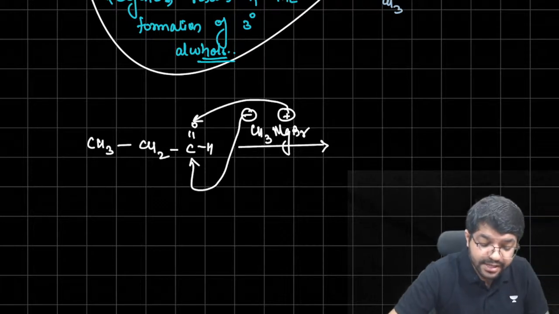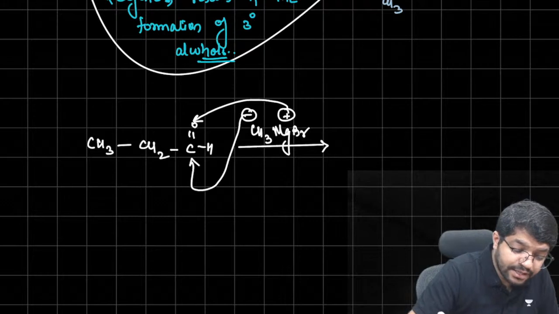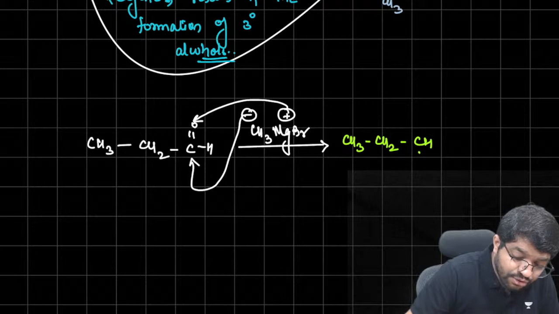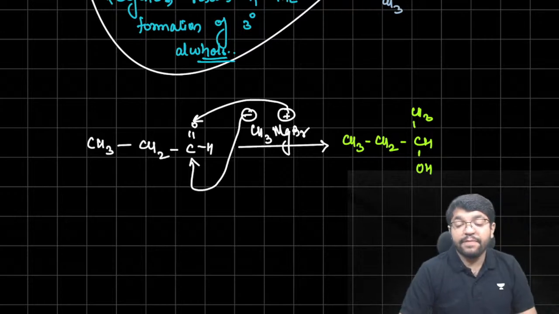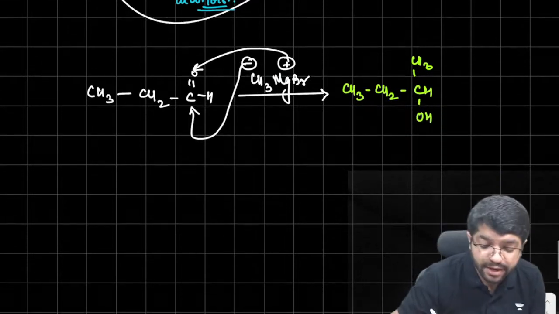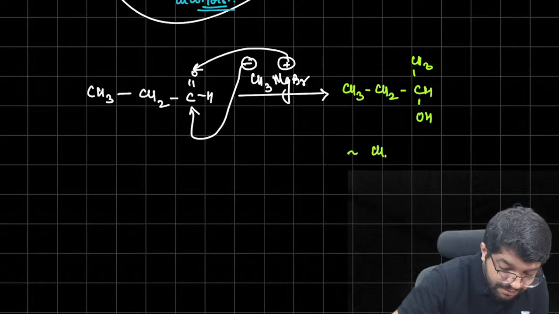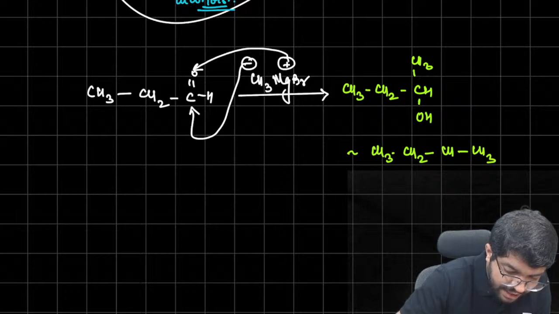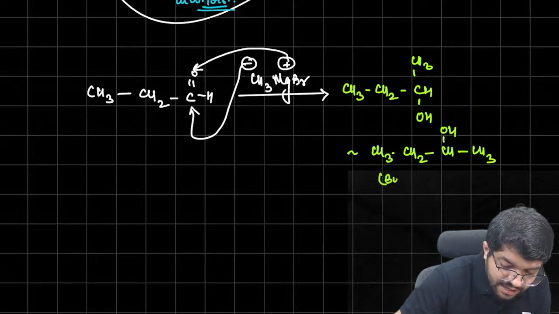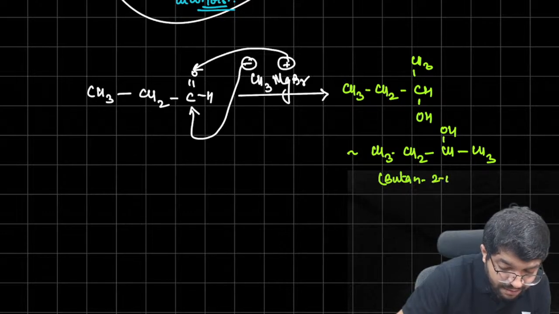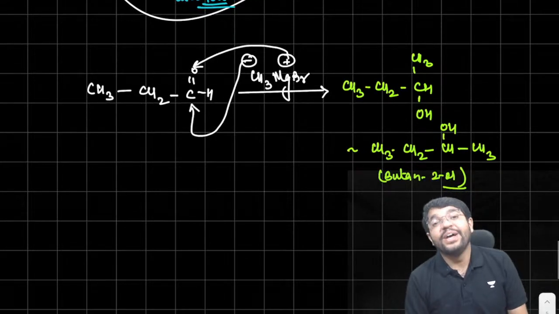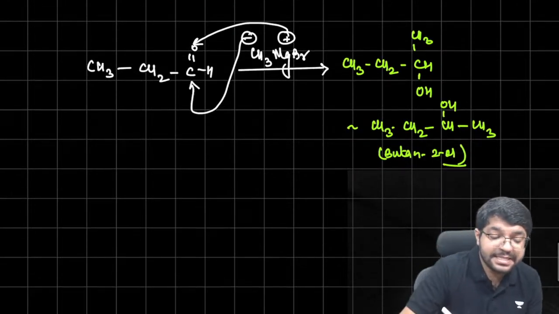Then what happens here is CH3, CH2, CHOH, CH3. The final answer, if I just quickly rearrange, is going to be CH3, CH2, CH, CH3, and then OH. Something called butan-2-ol, which we were just talking about some 10 minutes back, and it's a 2-degree alcohol.